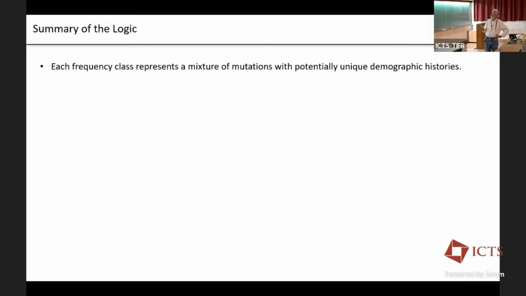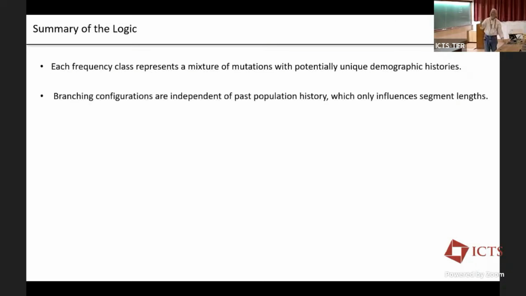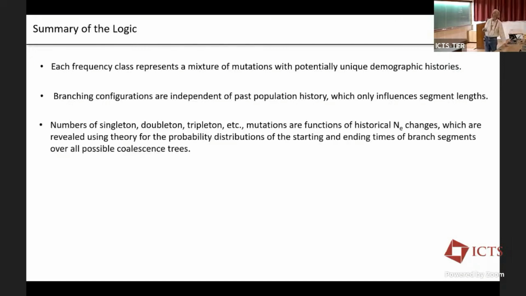So just verbally, each frequency class in the population represents a mixture of mutations with potentially unique demographic histories. Some singletons will be on really short external branches, and there'll be rare singleton branches that will go all the way near to the bottom. And we have to take into account all those different probabilities. As I said, the branching configurations are independent of past population history, but the segment lengths are not. The population size at these various horizons tells us how long the segments will be.